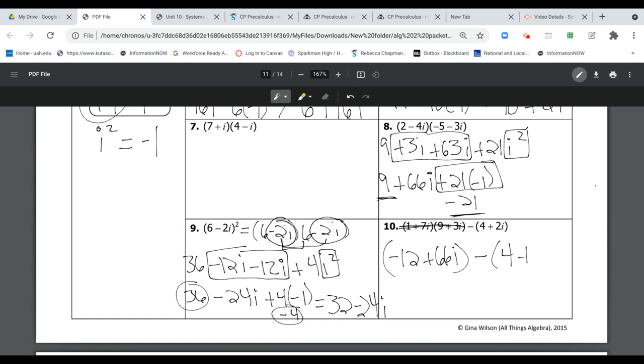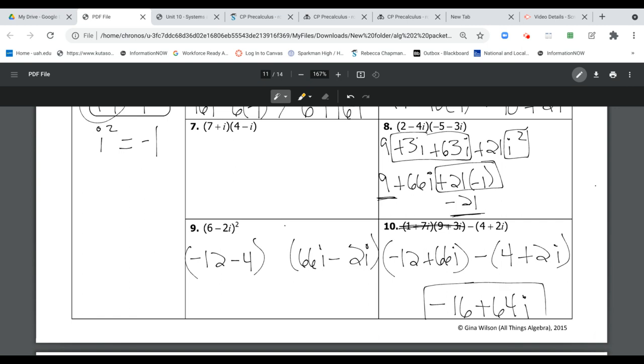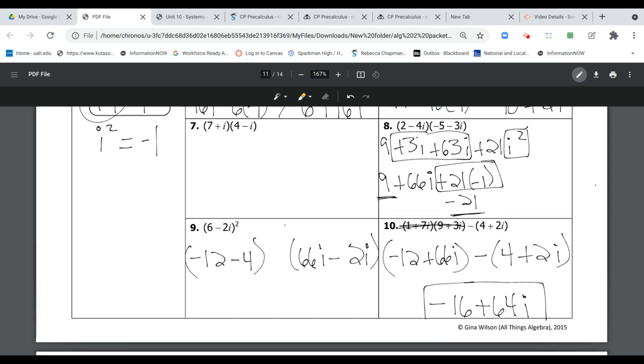Now I need to subtract 4 plus 2i from that answer. So I should be thinking, and let me clear some space over here so I can show you my thoughts. I should be thinking -12 minus 4. Those are my a's. That gives me -16. And I should be thinking 66i minus 2i, which would give me 64i. And that would be my final answer once I did the FOILing and then I added the two outcomes together.